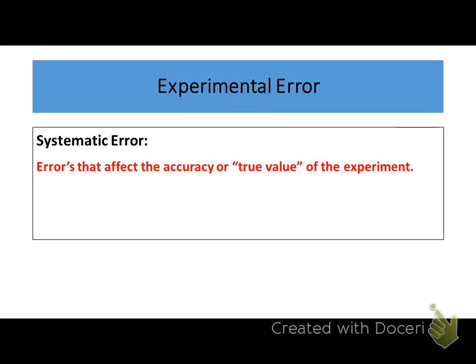We're going to look at systematic error. This is the last error we're going to look at. Systematic error, we're going to have to spend a lot of time throughout the year recognizing. It takes time to learn about systematic error, so we're just going to introduce it to you now. By definition, systematic errors are errors that affect the accuracy, or the true value, of the experiment. In other words, systematic error is going to deviate from the true value, or our real value.